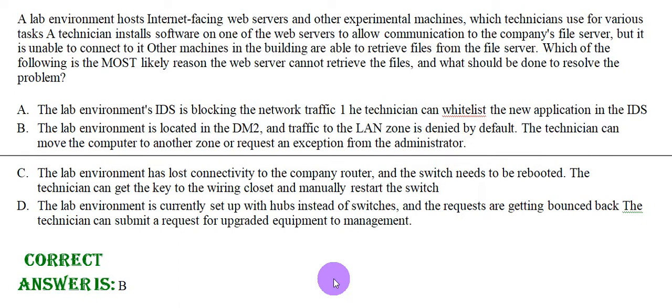The technician can get the key to the wiring closet and manually restart the switch. Option D, the lab environment is currently set up with hubs instead of switches and the requests are getting bounced back. The technician can submit a request for upgraded equipment to management. The correct answer is option B.